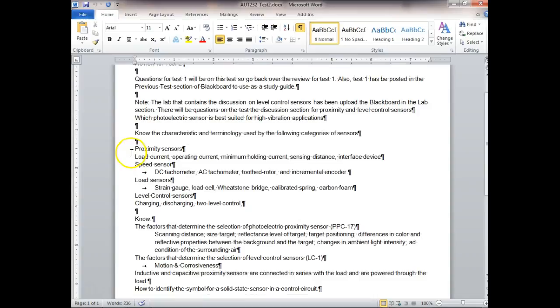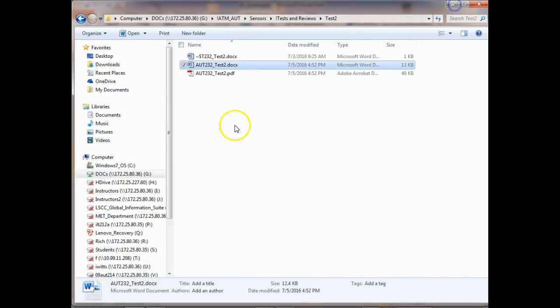So, another one in there: proximity sensors, speed sensors, load sensors, level sensors. So I need to change the arrangement of my PowerPoints.